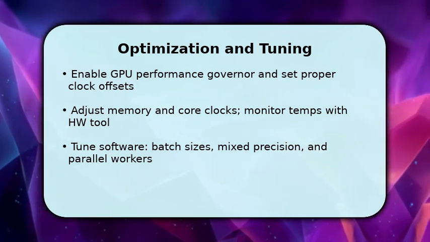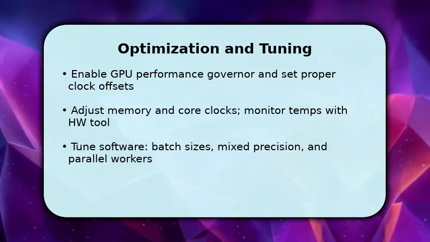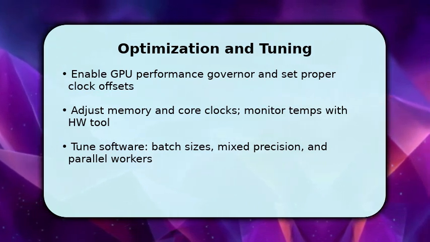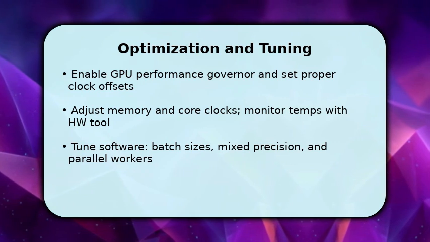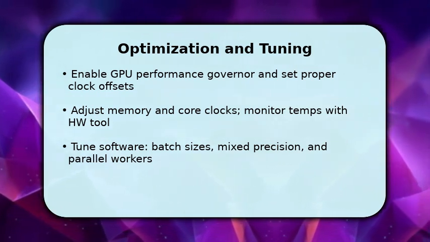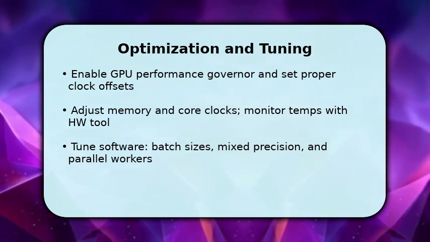On the software side, change batch sizes, enable mixed precision, and increase parallel worker threads to match GPU memory and compute capabilities. Once you change one parameter, run a benchmark and iterate. The why is simple. Balanced throughput avoids bottlenecks. Make sure to log results so you can revert regressions quickly.